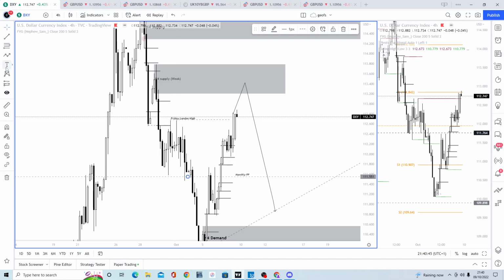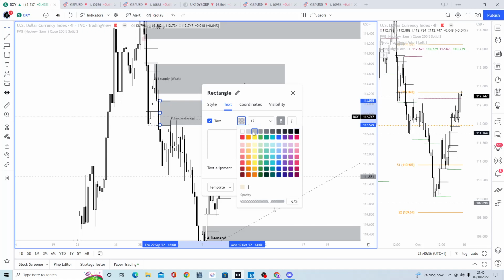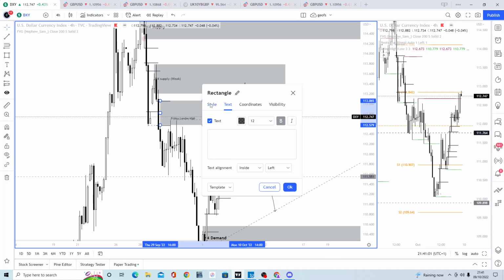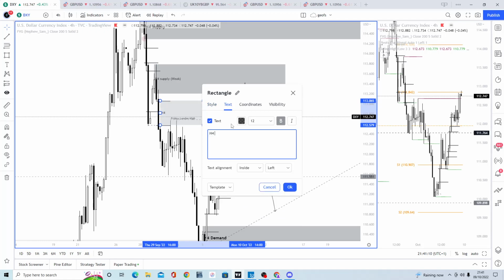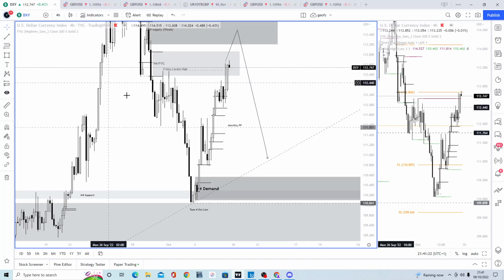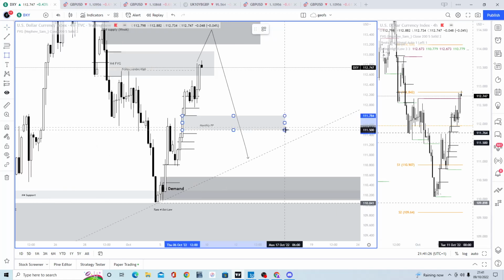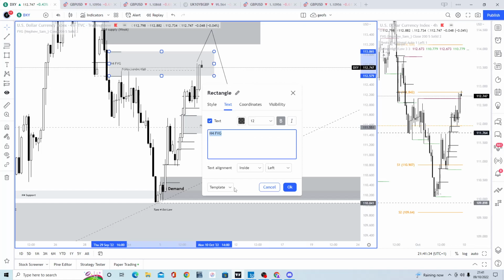Potential scenario. It doesn't even need to reach. This looks to me like something's going to happen. Wait, is there any more? We've also got these fair value gaps. Should have templated that. Let's see what this is.